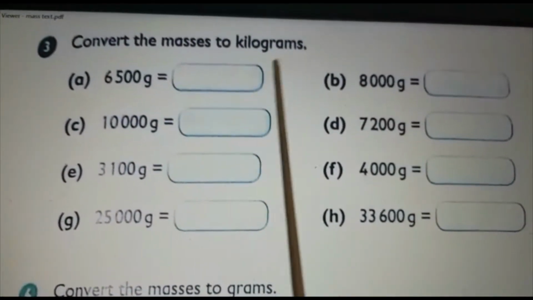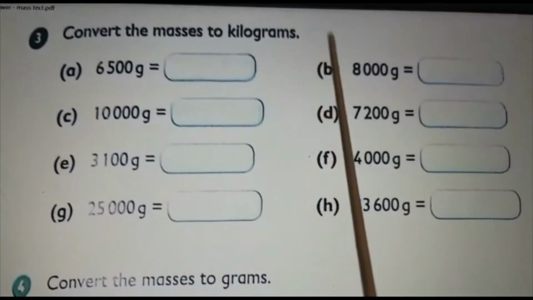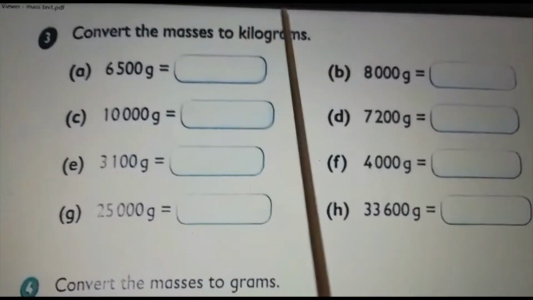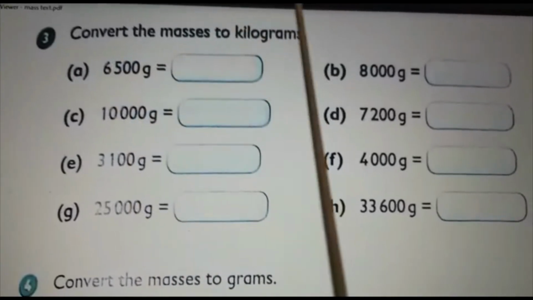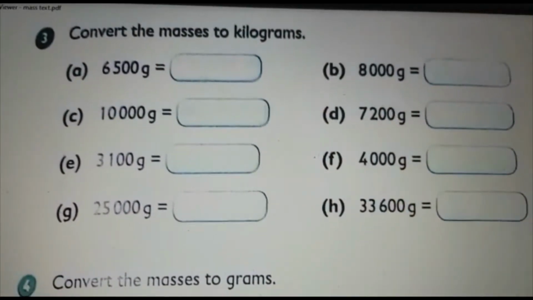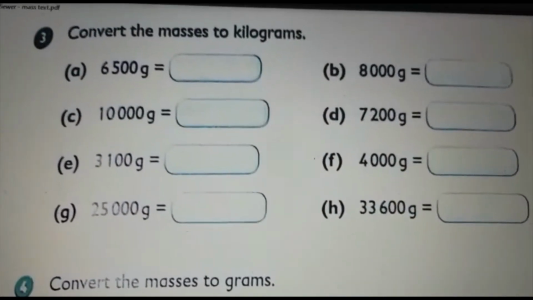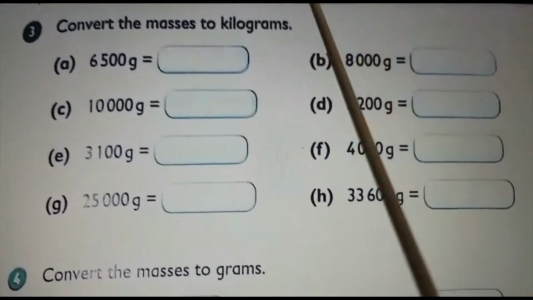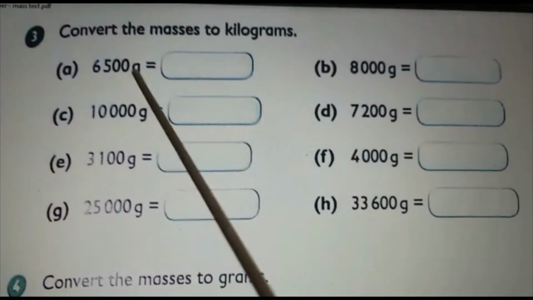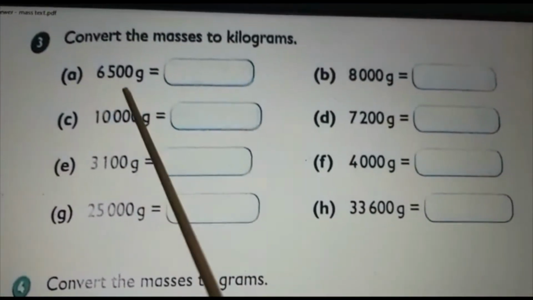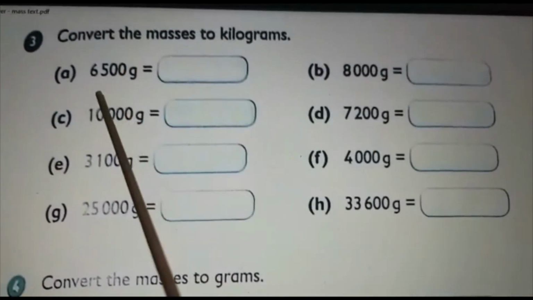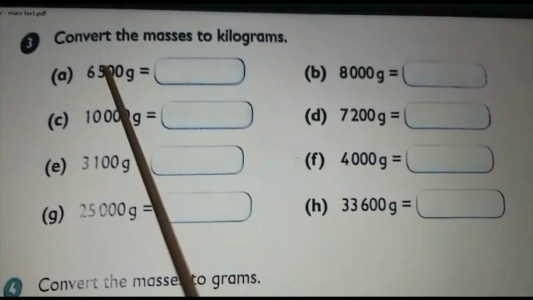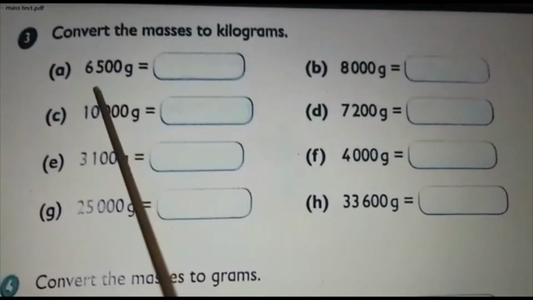6500 gram. How many kilograms? So what do we know? We know gram to kilogram is small to big. What will we do? We will divide by the conversion number, only 1000. In both cases, gram to kilogram or kilogram to gram, it is 1000. So 6500 divided by 1000. These two zeros I can cancel, here also two zeros I can cancel. So what is left? 65 by 10.